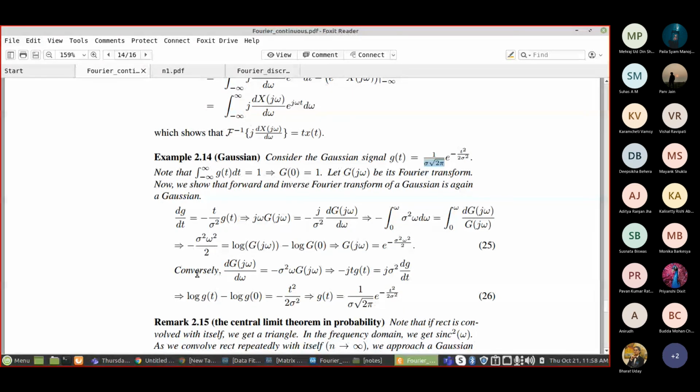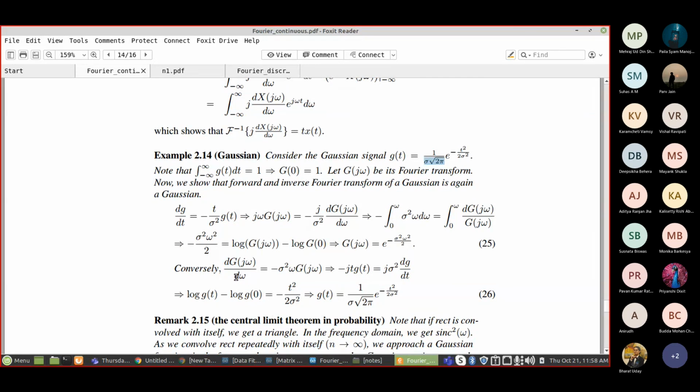Conversely, I'm almost out of time, but you can also show the converse, again by using the multiplication and differentiation property of the Fourier transform. I leave that to you to check. This should be easy enough to understand.